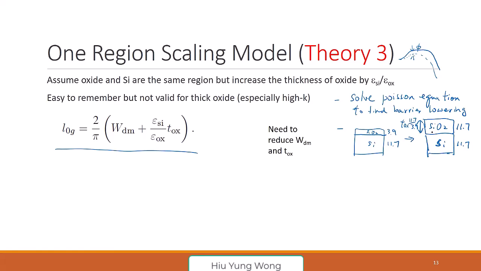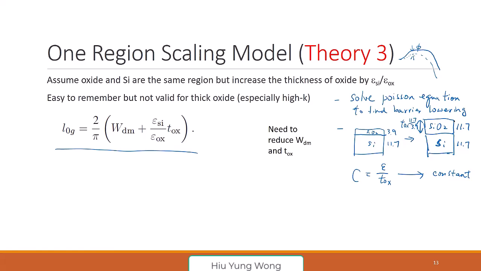The reason we make it larger is why? Because we want to keep the same capacitor. Remember, the capacitor is equal to epsilon divided by T-ox. By doing this, it is constant. We did not change the oxide capacitance, right? Because I make it thicker and the dielectric constant goes up also, then the capacitance is the same. And they come up with this. Now, the question is, does this make sense?